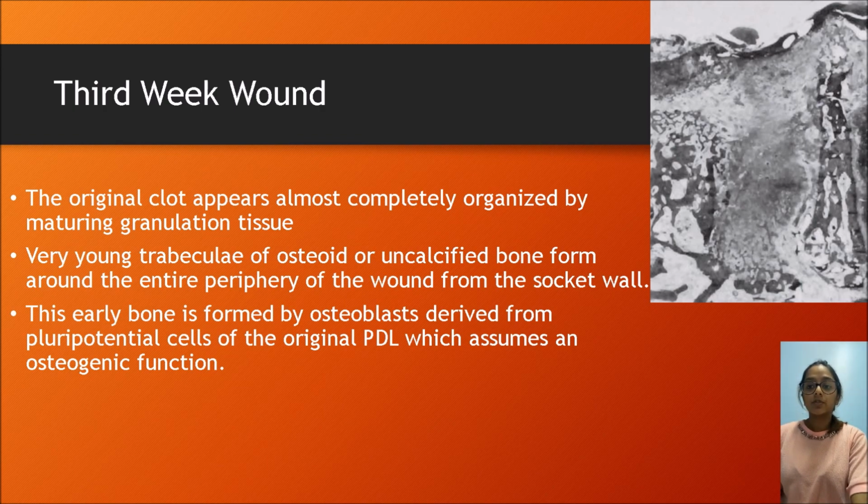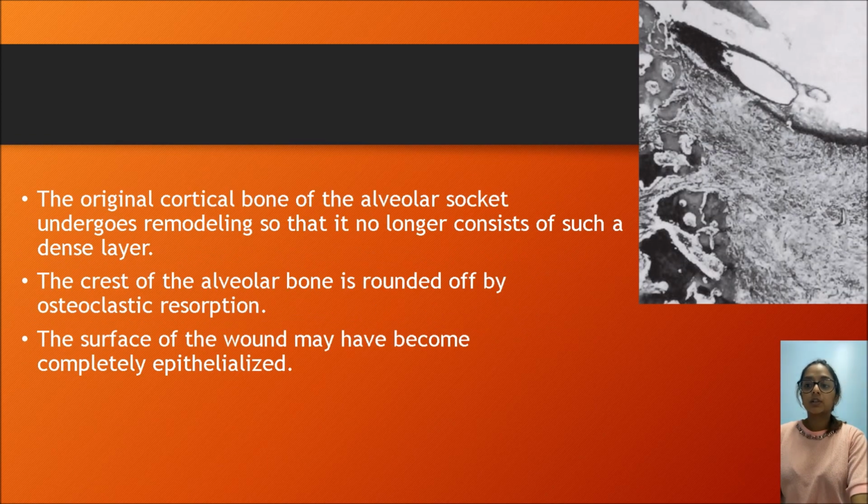Very young trabeculae of osteoid, or uncalcified bone, form around the entire periphery of the wound from the socket wall. This early bone is formed by osteoblasts derived from pluripotential cells of the original PDL, which assumes an osteogenic function. The original cortical bone of the alveolar socket undergoes remodeling so that it no longer consists of such a dense layer. The crest of the alveolar bone is rounded off by osteoclastic resorption. The surface of the wound may have become completely epithelialized.